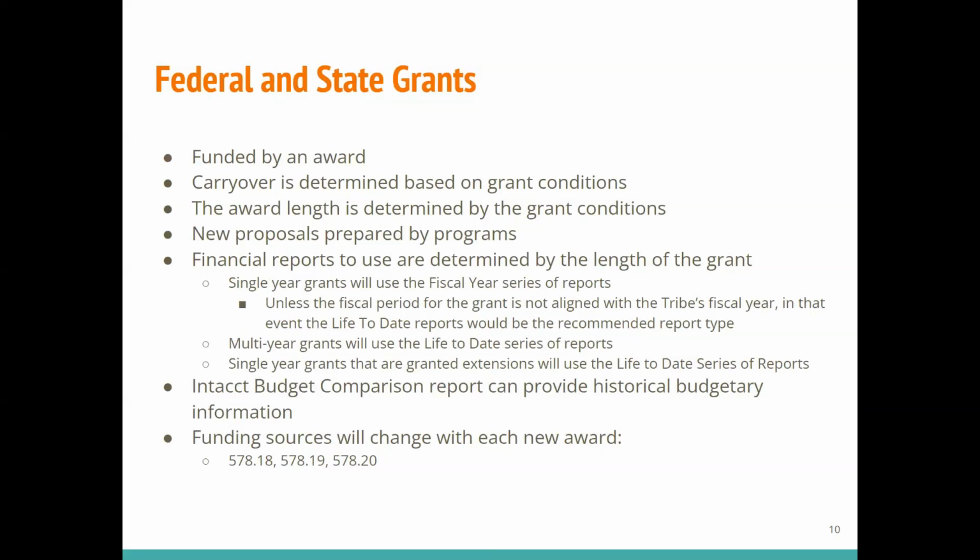Single year grants use the fiscal series of reports, unless the fiscal period for the grant's not aligned to the tribe's fiscal year. The tribe operates from October to September. If that grant has a fiscal period outside of that period of time, they would need to use the life-to-date reports to be able to grab the budgetary and spending information that would span at least 2 of the tribe's fiscal years.